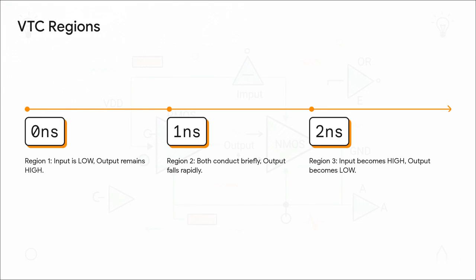But as we keep turning that dial, we hit region 2, which is the transition region. Here, for a very brief, frantic moment, both the PMOS and NMOS transistors are actually partially conducting. The output falls rapidly as it swings from high to low. Finally, we reach region 3, where the input is definitively high, the PMOS is completely shut off, the NMOS takes over entirely, and the output flattens out at completely low.